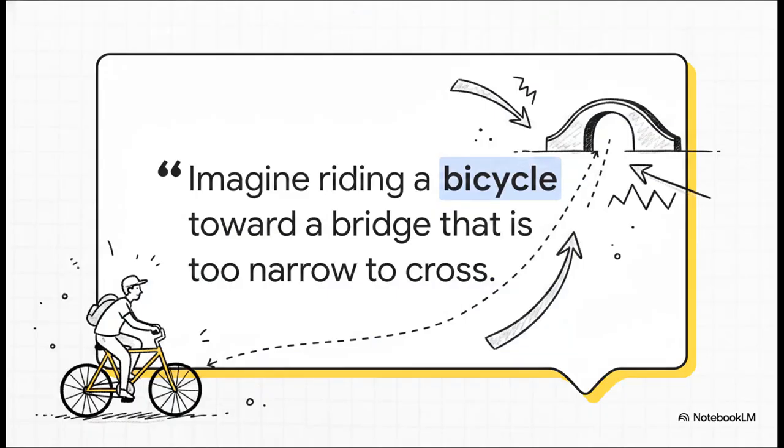Our source material actually offers this brilliant analogy that really intuitively grounds the concept. Quote, imagine riding a bicycle toward a bridge that is too narrow to cross. As long as you approach at a safe angle, you can continue across. But if you approach at too steep an angle, you cannot pass through and instead turn back. Light behaves exactly the same way at the boundary between two transparent materials. Approach it too steeply, pushing beyond the critical angle, and it simply has to turn back.